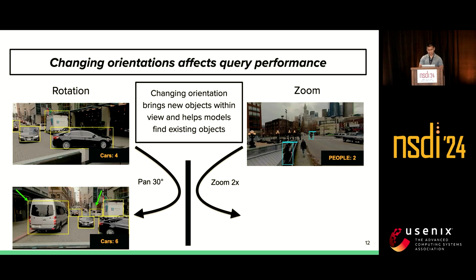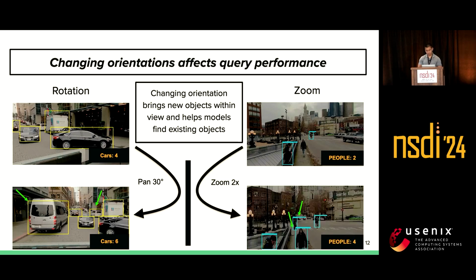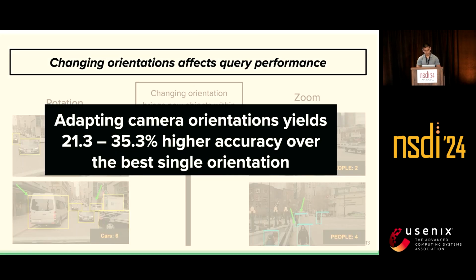Here on the right, we have an example using zoom. And we show that by using zoom, we can increase the number of people being detected from 2 to 4. And this is because the objects become enlarged within the frame. And also zooming reduces a lot of background noise in the image. And overall, we see that adapting camera orientations can yield 21 to 35% higher accuracies over just using the best single orientation for a video.